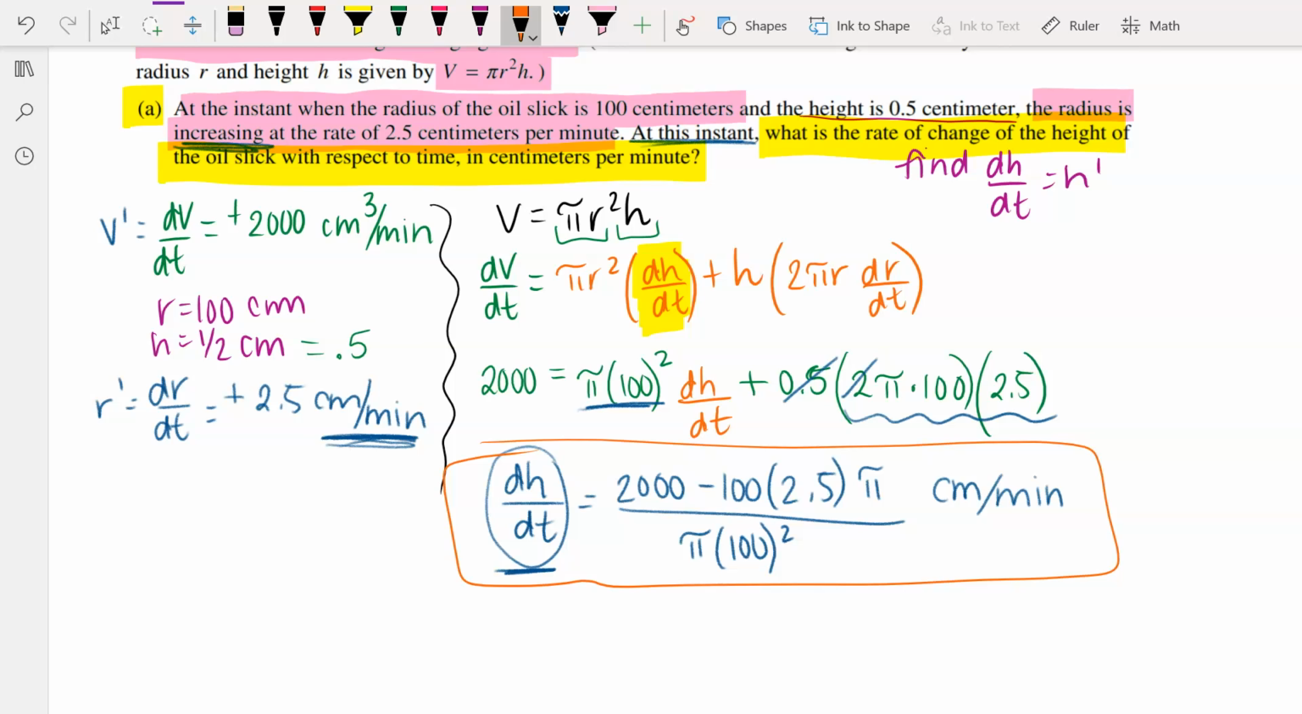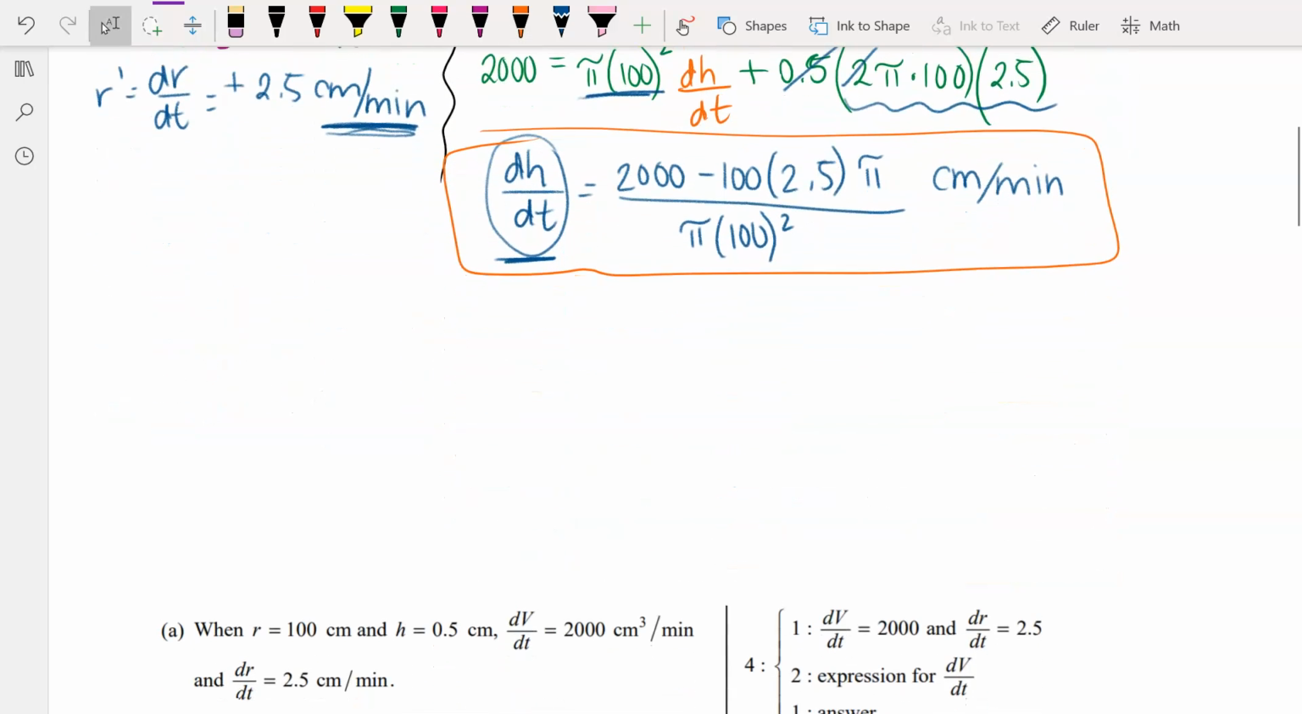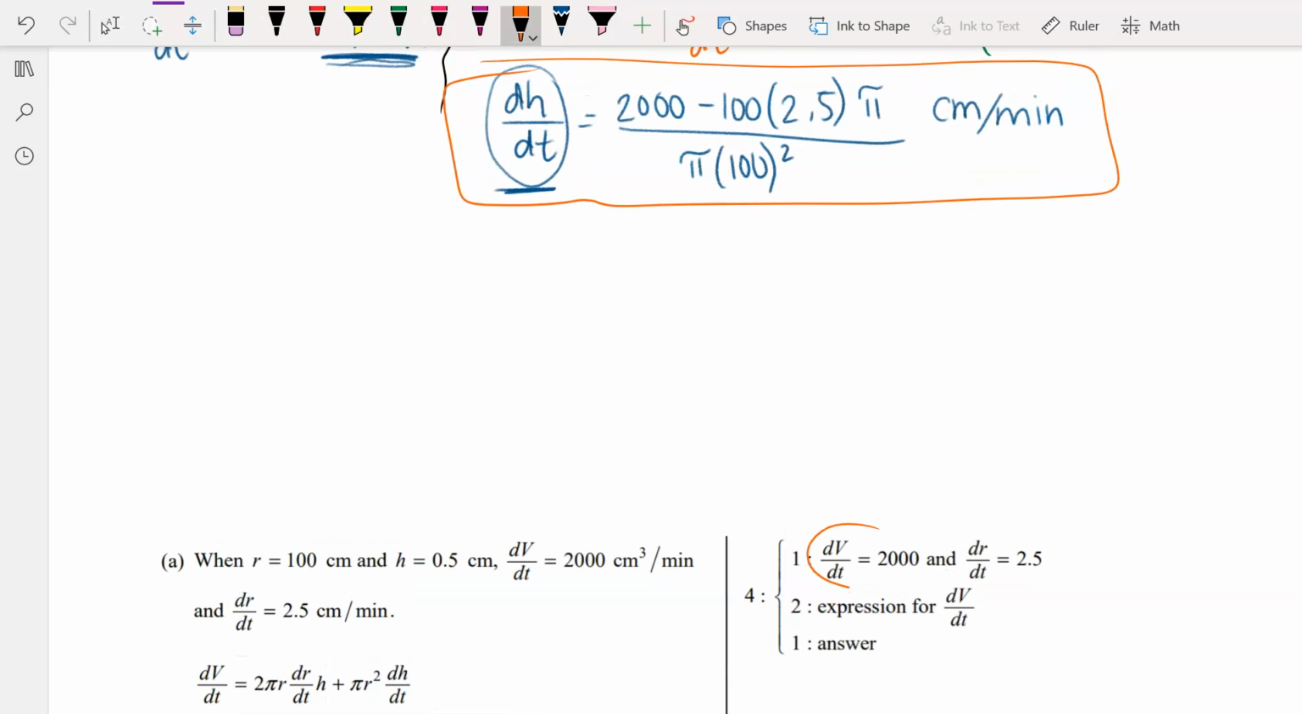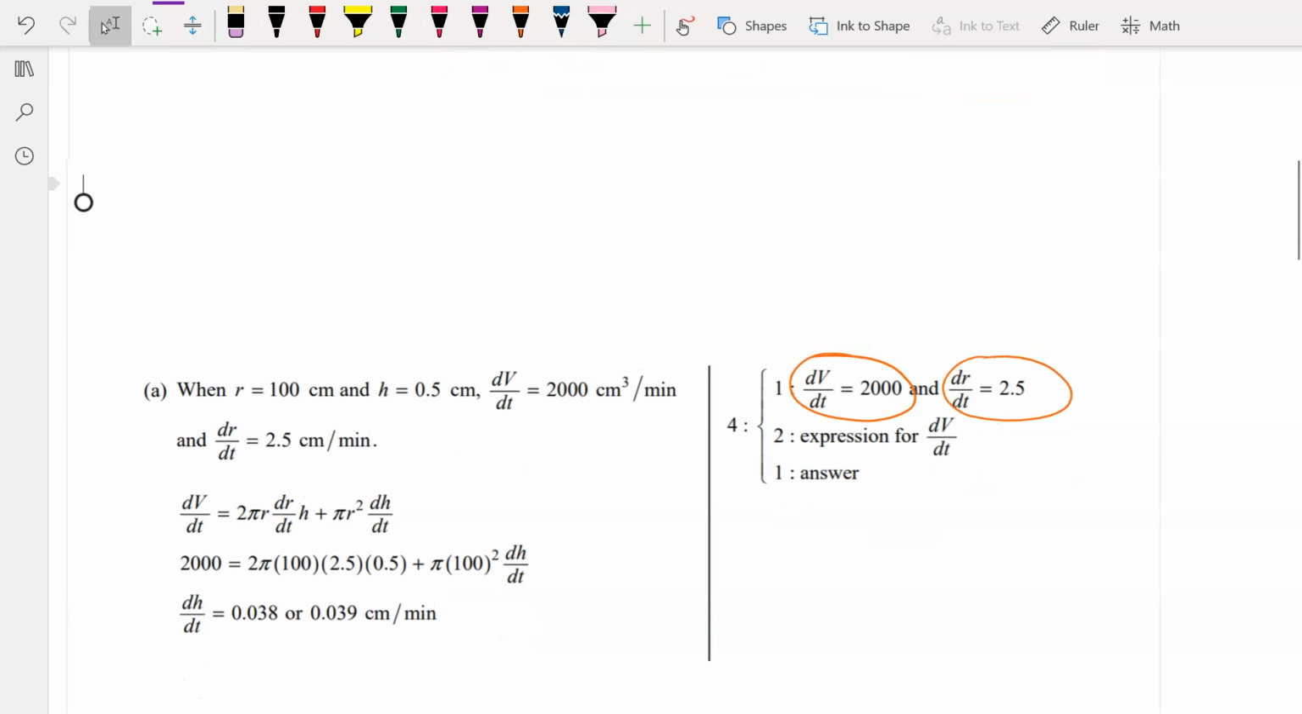Let's check the rubric. If you were able to figure out the rate of change of the volume is 2,000 and the rate of change of your radius is 2.5, you get a point. If you actually came up with this expression over here, by doing the product rule and implicit differentiation, you get 2 points. And then if you get your answer with the unit, of course, make sure you have the unit, you earn your other point.